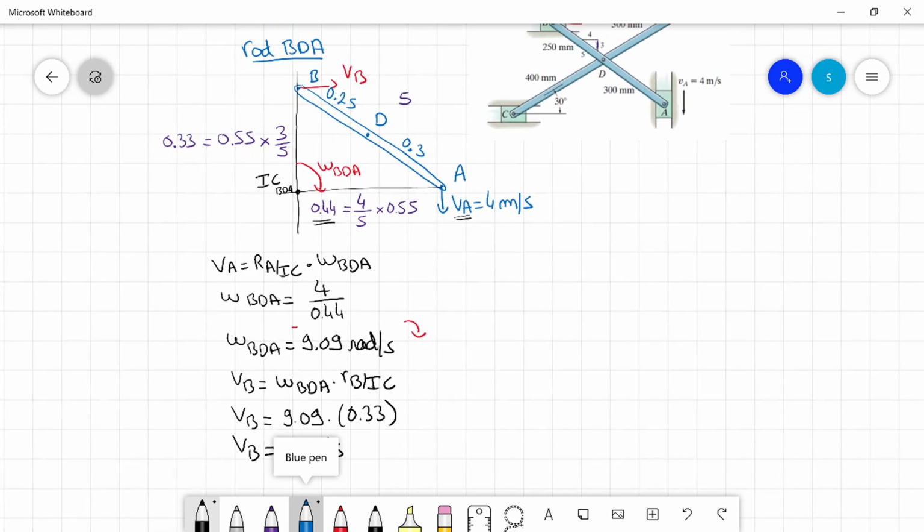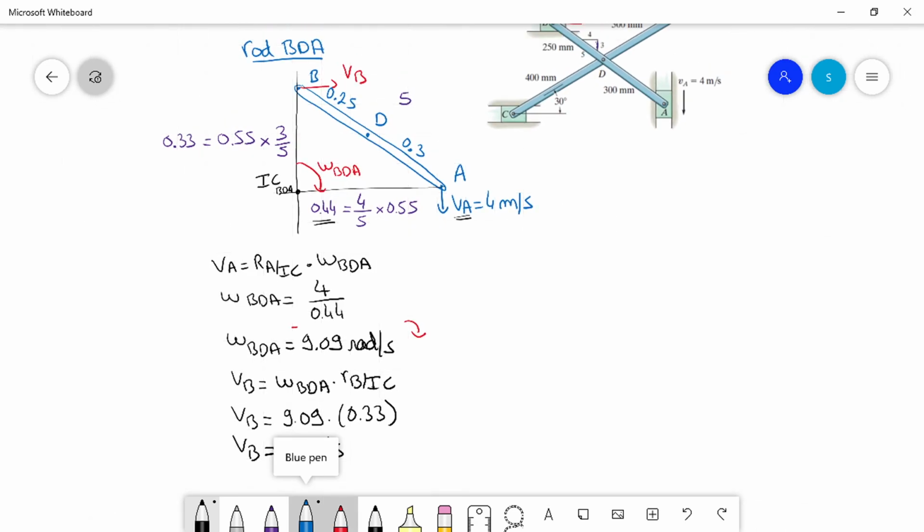And the point D is on the rod BDA too, so they have the same IC. So the IC is there. We can draw a line, and VD is perpendicular to this, going down because that's the same rotation, and that's VD. So if we find RD from the IC, we can find VD.